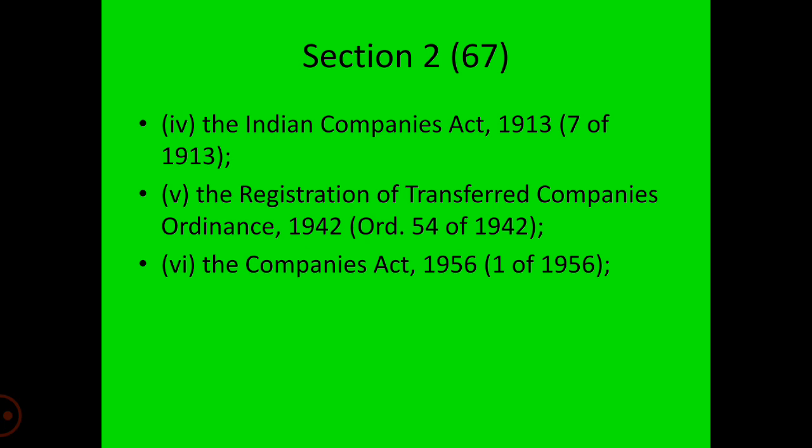Previously, the amendments in the Act of 1882 were related to company law in England, the major amendments which were made in the company law in England up to that time. And in the Indian Companies Act 1913, a consolidating act was passed, and a major amendment was made to the Consolidation Act in 1936, and there was the Registration of Transferred Companies Ordinance 1942.